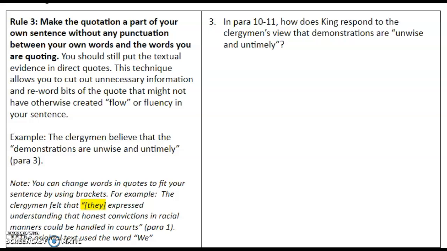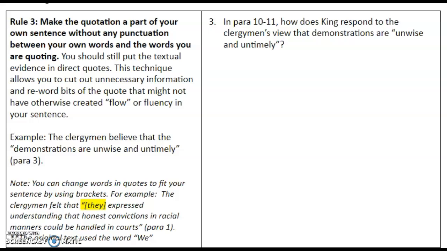So you still put the text evidence in direct quotes, you just won't have a full sentence. You're choosing just the part of the sentence that works the best and incorporating it into your own ideas. So my example is: the clergyman believed that the, quote, "demonstrations are unwise and untimely." And just a little note down here.